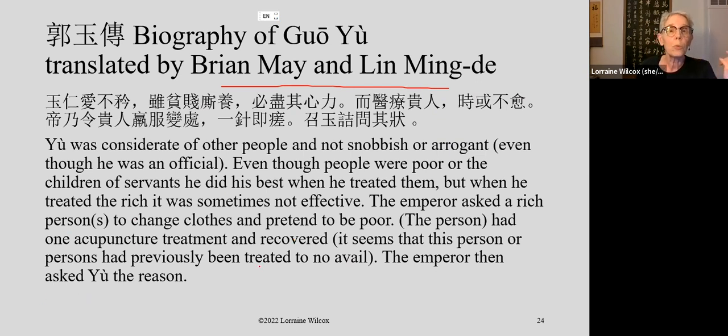And so Guo Yu was a doctor who worked sometimes with the king of whatever place he was. This is from his biography. He was considerate of other people. He wasn't snobbish or arrogant, even though he was an official. The stuff in parentheses is commentary that these translators put in. Even though people were poor or the children of servants, he always did his best to treat them. But whenever he treated the rich, sometimes it wasn't effective. So the emperor asked a rich person to change into a poor person's clothes and go to Guo Yu for treatment.